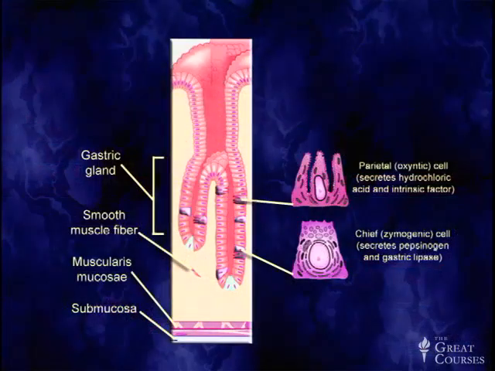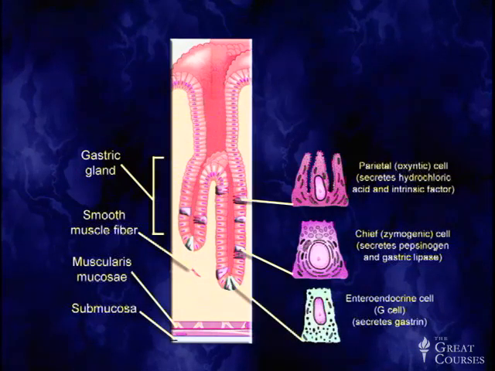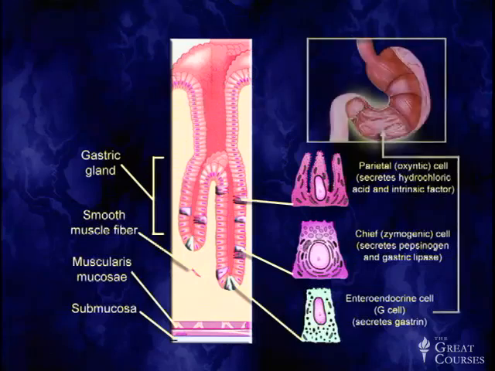The enteroendocrine cells, or the G cells, which we looked at on the slide and are right here. And as you remember, these are only in the antrum. These cells release gastrin, which can stimulate the release of hydrochloric acid and pepsinogen.